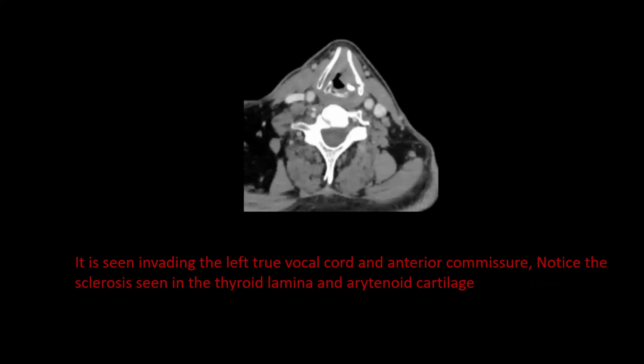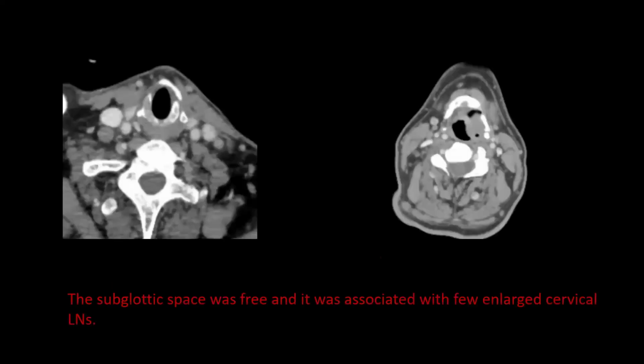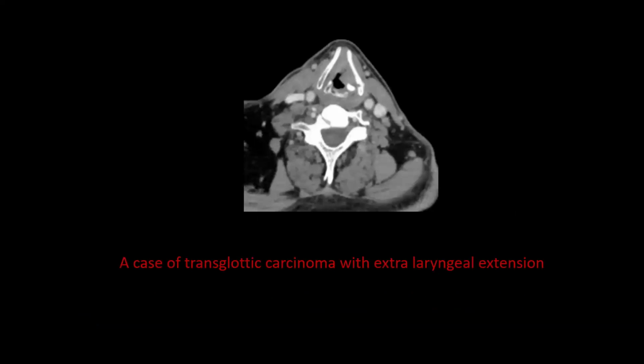At the level of the glottis, we can see that it is invading the left true vocal cord and the anterior commissure. We can see there is associated sclerosis in the thyroid lamina and arytenoid cartilage on the left side. Further inferiorly, you can see that the subglottic space was free, but it was associated with few enlarged cervical lymph nodes. It was concluded that it was also a case of transglottic carcinoma with extralaryngeal extension.